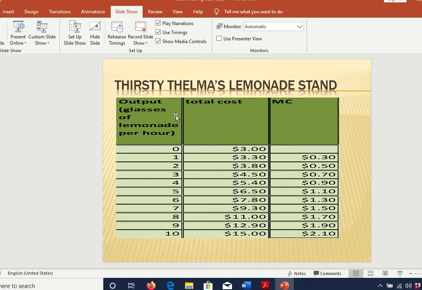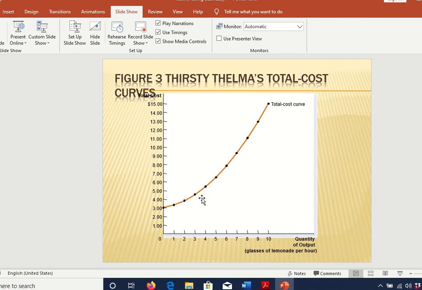So you can see that as the quantity of output increases, the total cost increases, which is not counterintuitive, which is quite intuitive, right? So we have an upward sloping total cost curve. But what is worth mentioning is the slope of the total cost. You can see that it is not a straight line. In fact, the slope actually increases at an increasing rate. The slope increases with the quantity of output.